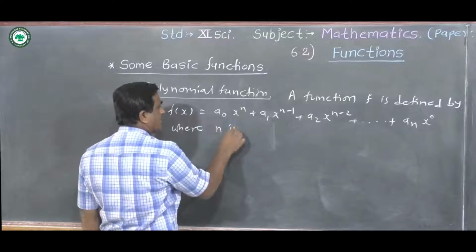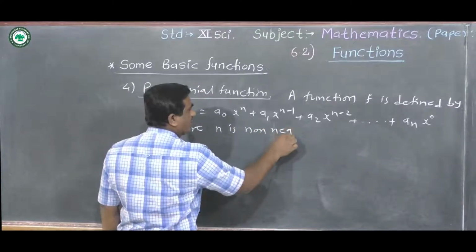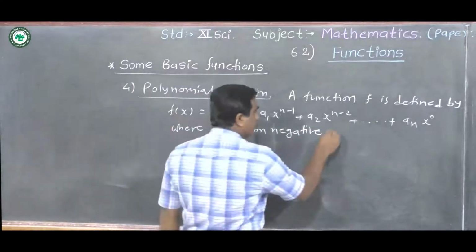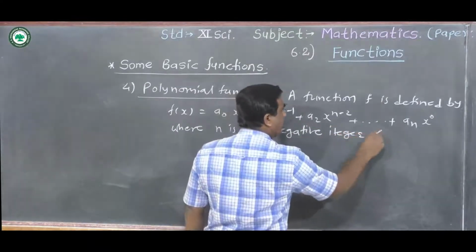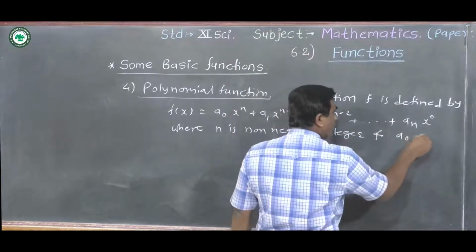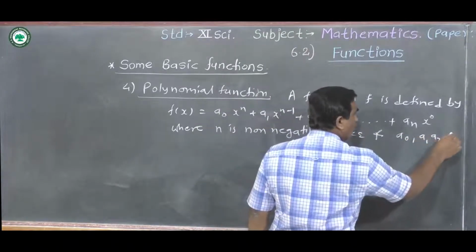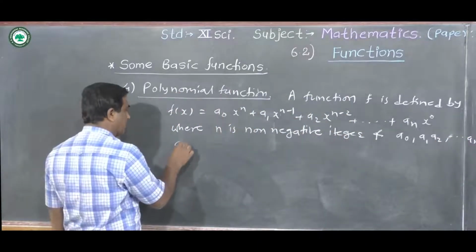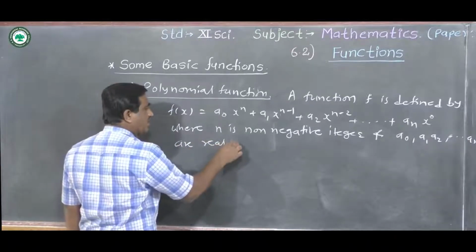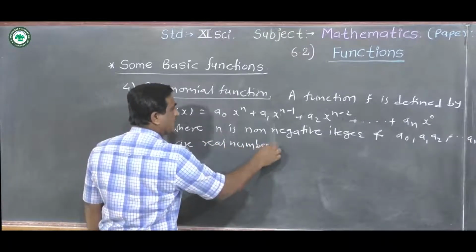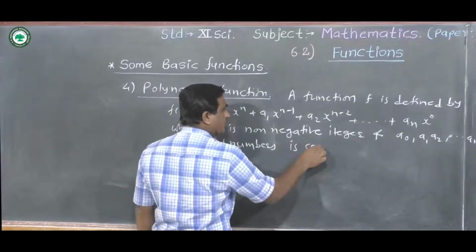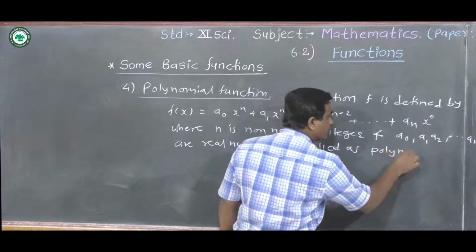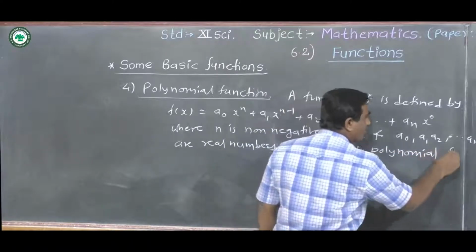n is non-negative integer, and a0, a1, a2, so on an are real numbers, is called as polynomial function.